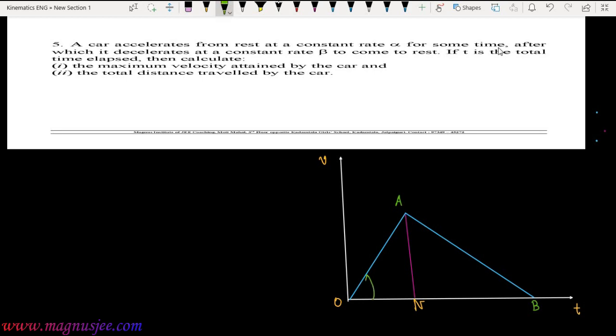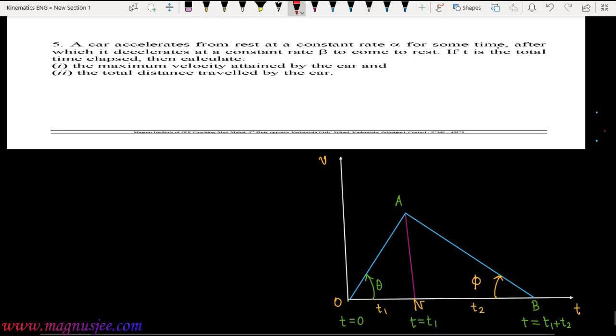So we can draw a perpendicular AN on the time axis. Theta is the angle subtended by OA with the positive time axis. Phi is the angle subtended by the straight line AB with the negative time axis. At B, time t equals t1 plus t2, but at N, t equals t1. ON is equal to t1 and the length of the straight line NB is equal to t2 seconds.